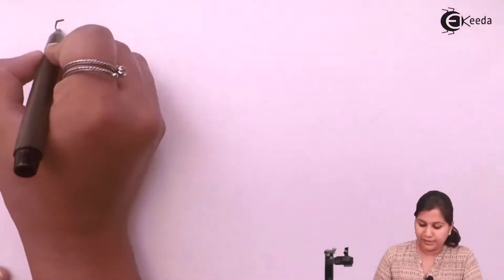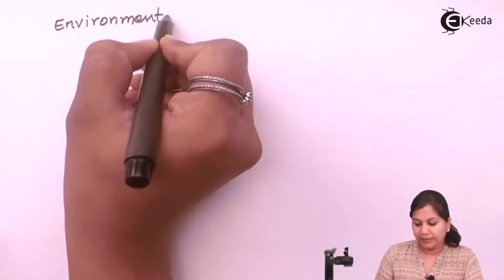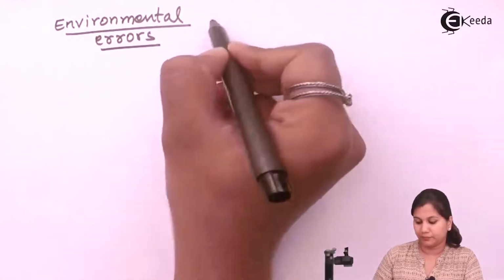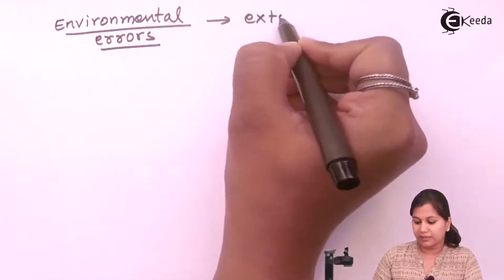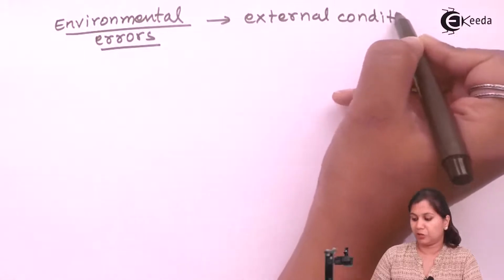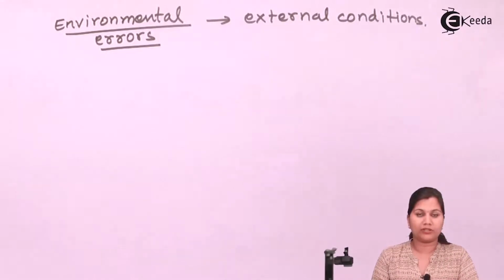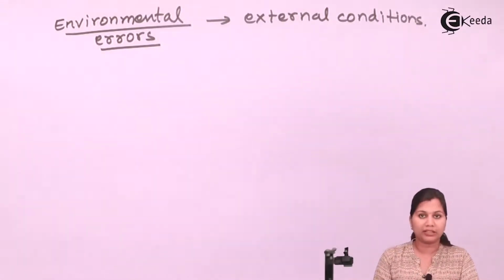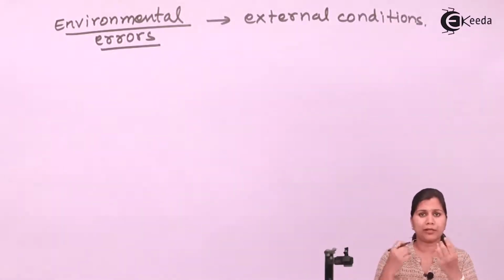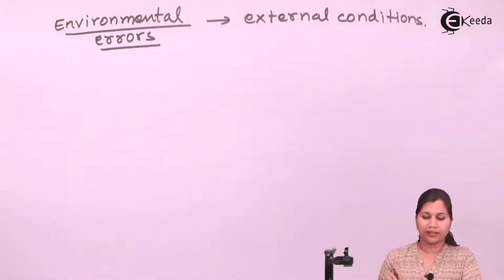Now, the next type of errors were the environmental errors. As I have said, the environmental errors occur due to external conditions. External conditions means, if we are using the instrument in adverse conditions, like when there are magnetic fields and electric fields present around the instrument, then it is going to give incorrect readings. Also, if pressure, vibrations and temperature changes are occurring, then that is also going to create errors.